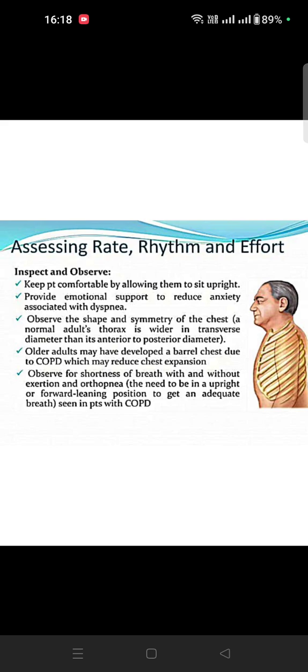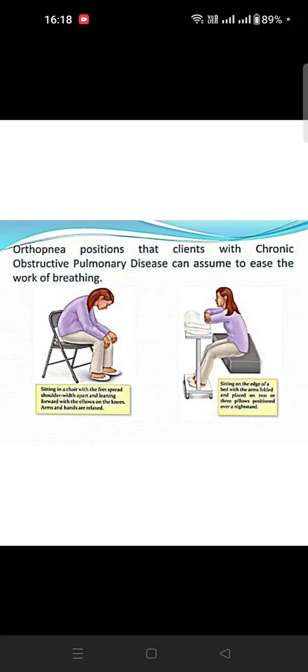Observe the patient for shortness of breath with or without exertion, and orthopnea. Orthopnea means difficulty breathing when lying flat. The patient leans forward to a learning position to breathe adequately. Patients with chronic obstructive pulmonary disease can suffer from orthopnea. So they sit like this, leaning forward, with the shoulders coming up, and they will be relaxed. They may sit on the edge of the bed with arms folded and placed on two or three pillows, each at a high height.